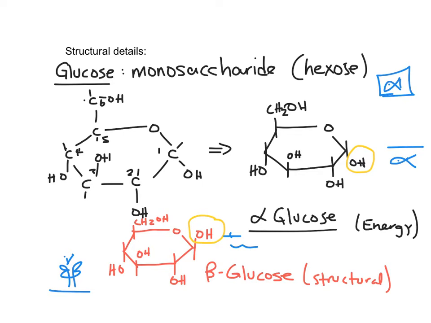So if you can remember that, alpha glucose goes down, down, up, down, and then every other one for beta would be up, down, up, down. And if you can remember that, hopefully you can always remember the difference between alpha and beta in terms of their structure.